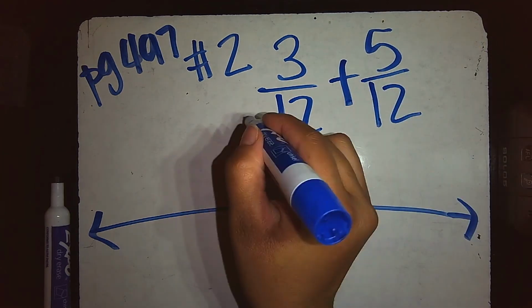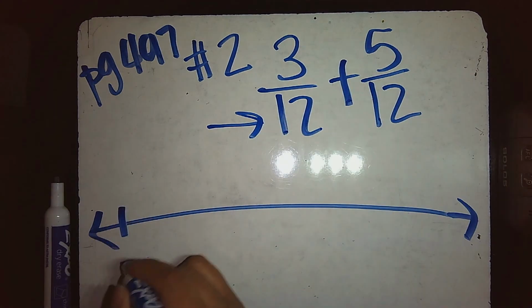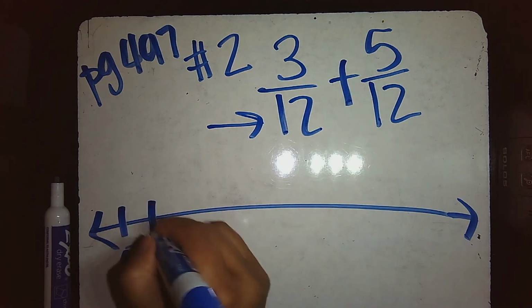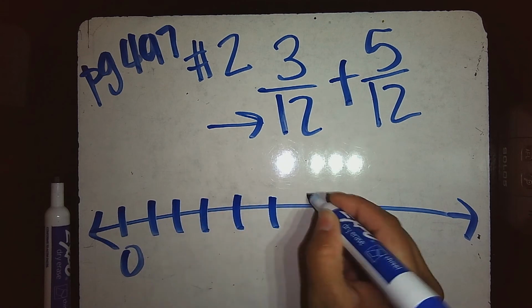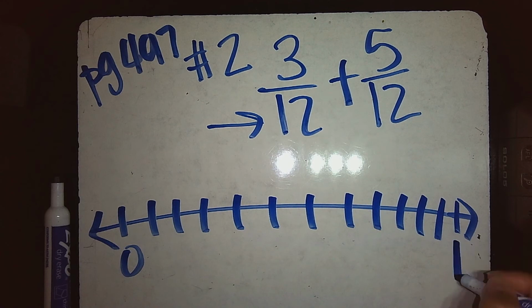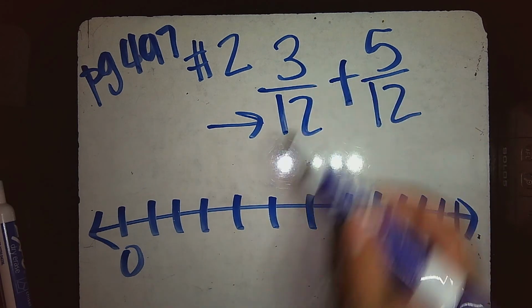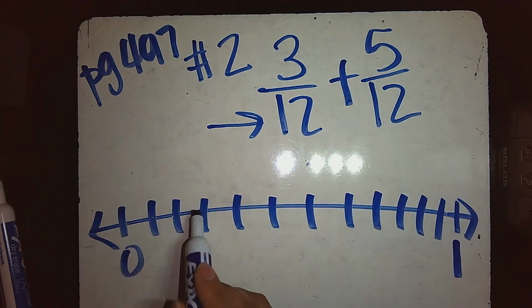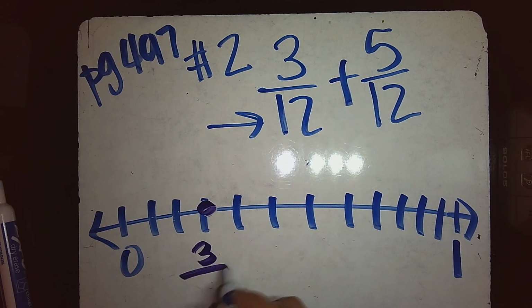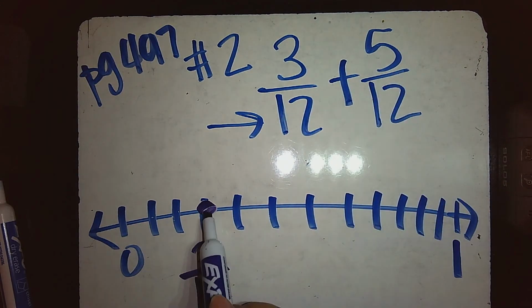Well, I already know my denominator tells me that I will need 12 hash marks, which I will do on my number line. 1, 2, 3, 4, 5, 6, 7, 8, 9, 10, 11, 12. Okay, so then it tells me I need to start at 3/12. I can just count over, 1, 2, 3. Then I am adding plus 5/12. So from 3, I can count over 5 hash marks.